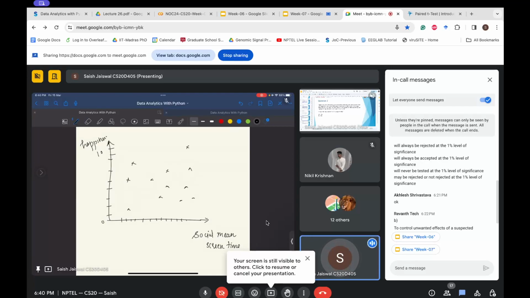Let's say the data is like this, and based on this data you are trying to fit a line to find out the relation between the social media screen time and the happiness. Say if the data were like this, so you can see that as the screen time is increasing, the level of happiness is decreasing. This is just a hypothetical example, not real data, but say if it were like this.